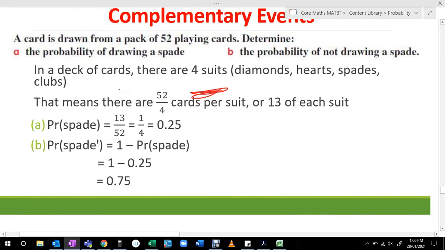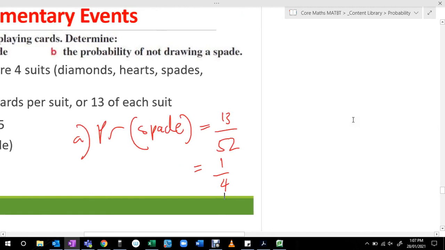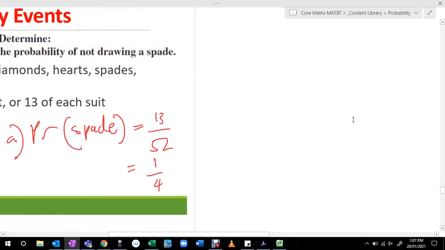I know this is working out here, but I will probably do it again so you guys can see. Let's go to question A. What's the probability of drawing a spade? So the probability of a spade, I think spade is this one, or is this clubs? I'll just use the word spade. The probability of getting a spade we know is 13 out of 52, but you can simplify that as 1 over 4.